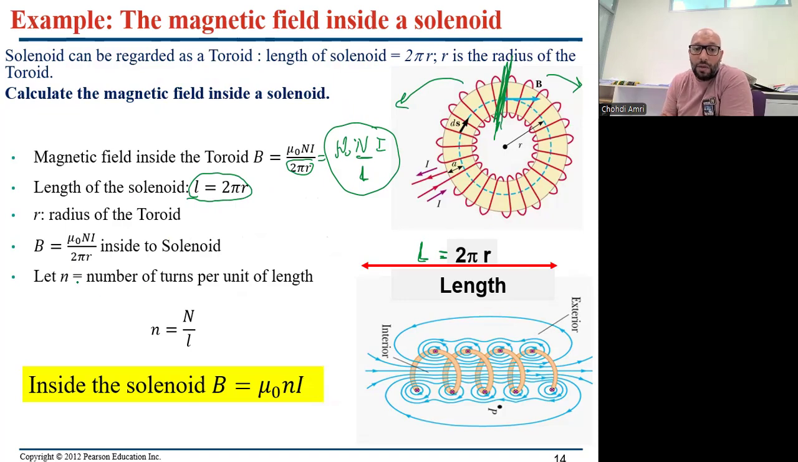Here for the solenoid, we can define the number of turns per unit length. What is the number of turns per unit length? It's the number of loops or turns divided by the length of the solenoid. So we can say that B for the solenoid is equal to mu naught multiplied by N over L, the number of turns divided by the length, multiplied by the current. At the same time, it is equal to mu naught small n, which is the turn density, multiplied by the current I. Okay, so we are done.